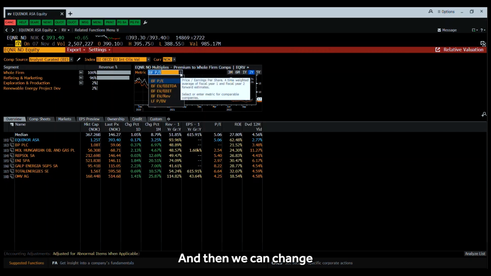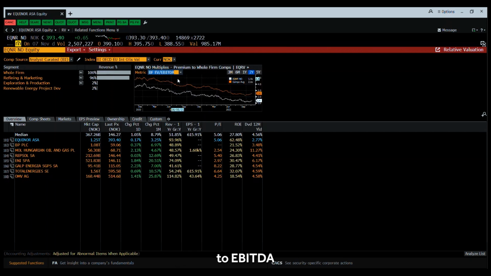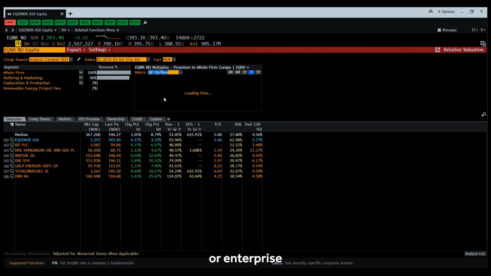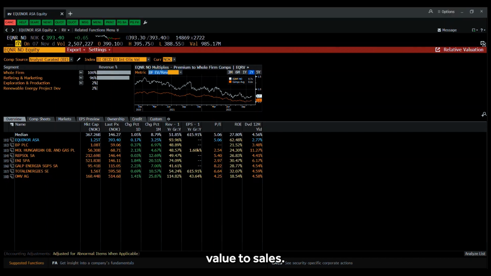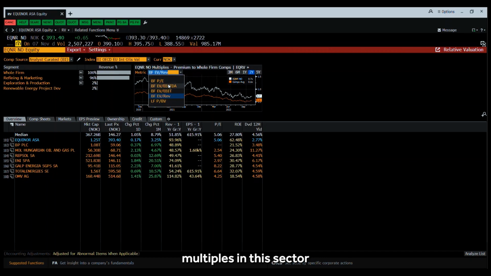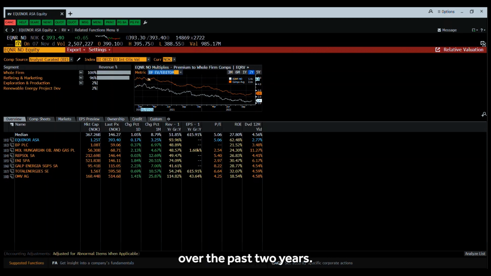And then we can change the valuation metric being presented in the graph to EV to EBITDA, or EV to EBIT, or enterprise value to sales. What all these are telling us is that the valuation multiples in this sector have been gradually declining over the past 2 years.